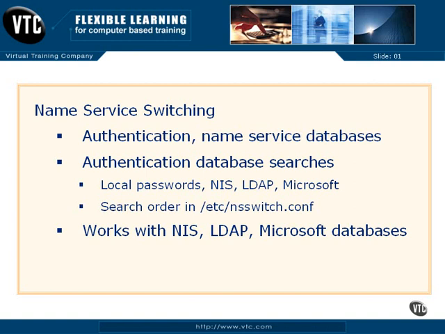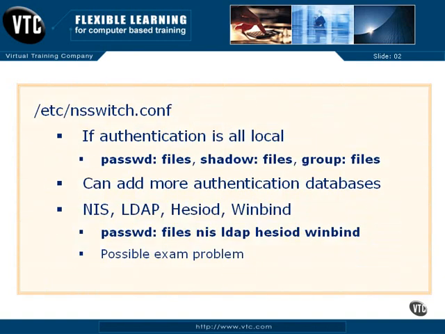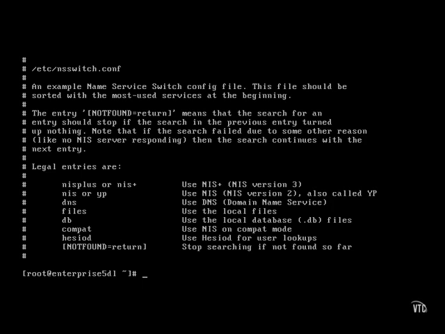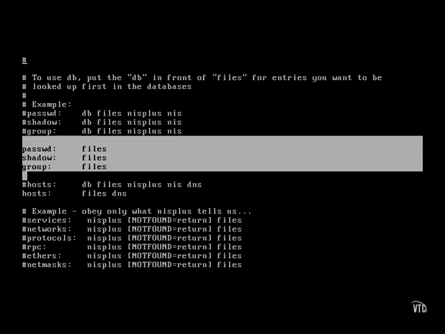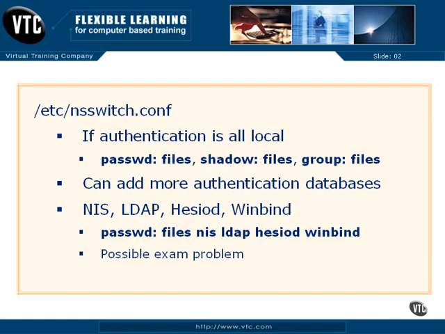That's configured in the /etc/nsswitch.conf configuration file. If only a local password database is configured, that information is listed in the following directives in that file. The files directive points things to the local Shadow Password Suite. Of course, you can add more authentication databases in the order you choose.